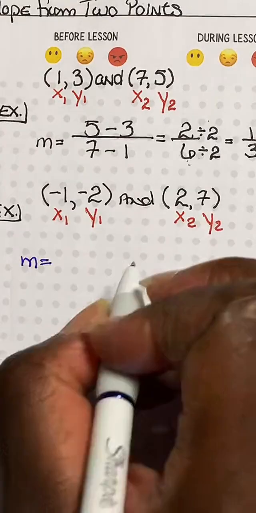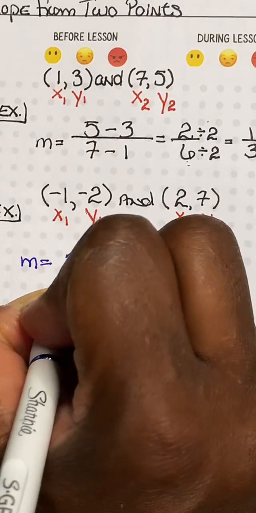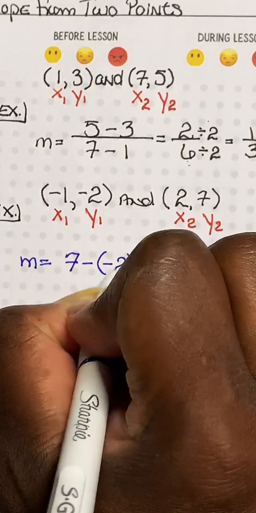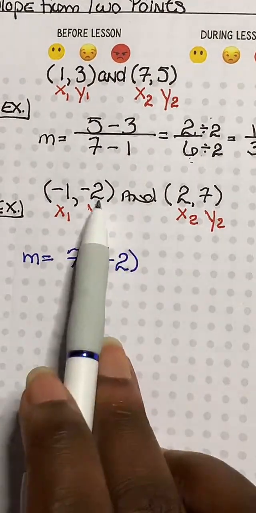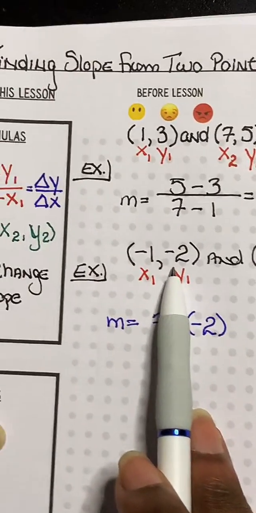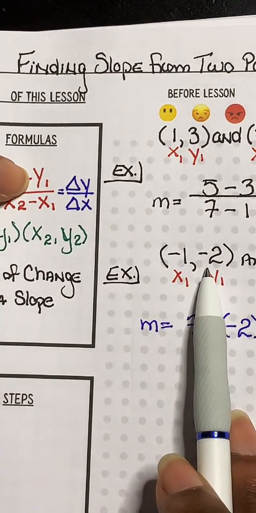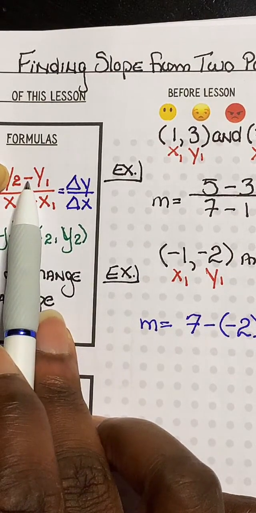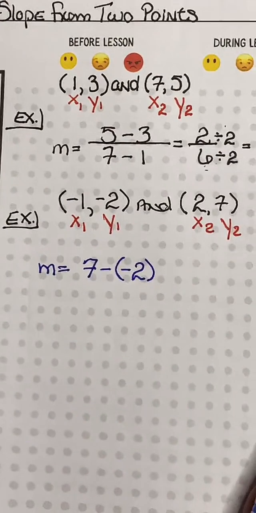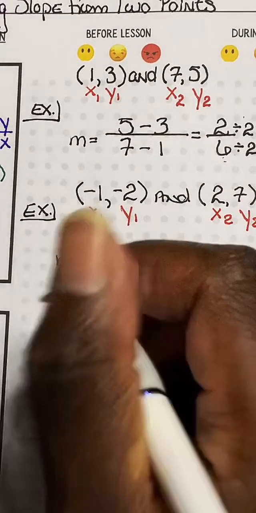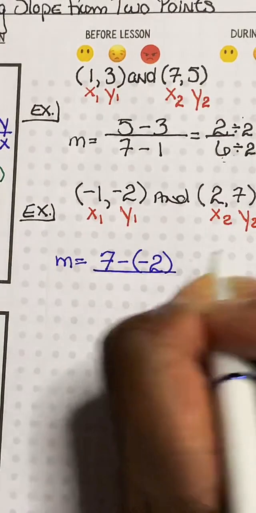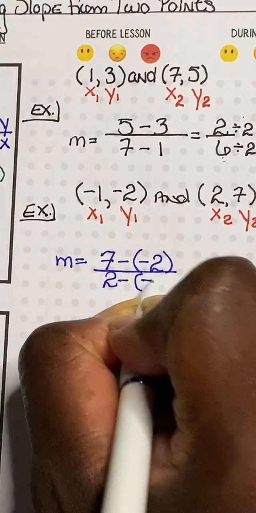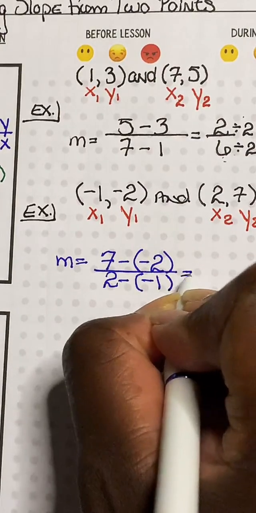So let's do the traditional one. So we have our 7 minus a -2. Okay? We're plugging in the -2 for that y1. We are not touching this minus sign. So you're minusing a negative, over my x sub 2, which is 2, minus a -1.